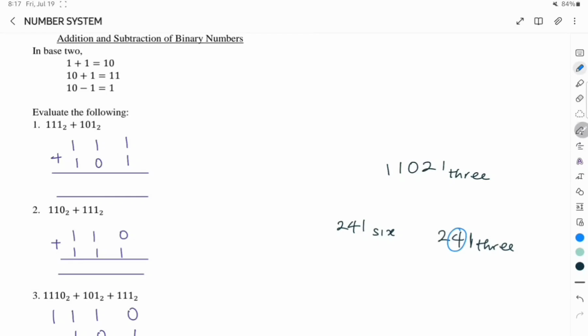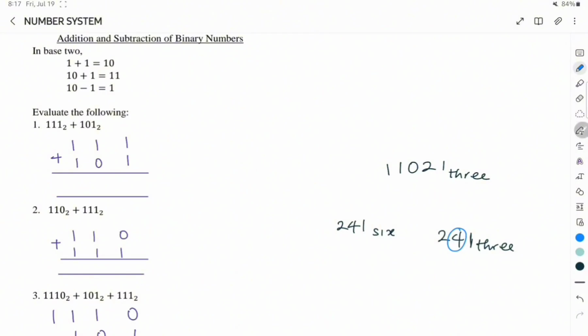Now, 1 plus 1 in base 10 is 2, right? So we are not going to write 2 because we are adding in base 2. And we know that whenever we are working in base 2, we cannot have the digit 2, right? So when you add the numbers naturally in base 10, the answer is 2. 1 plus 1 is 2.